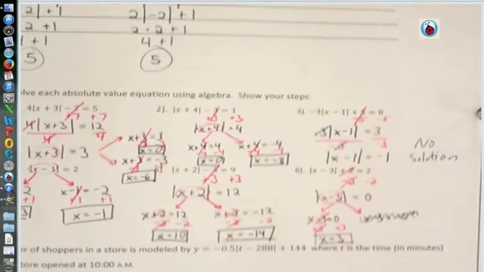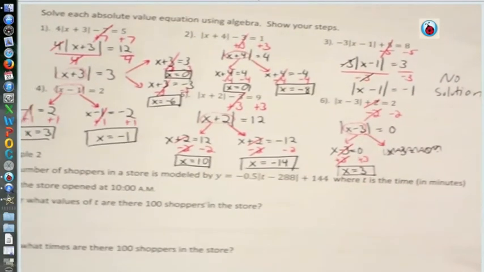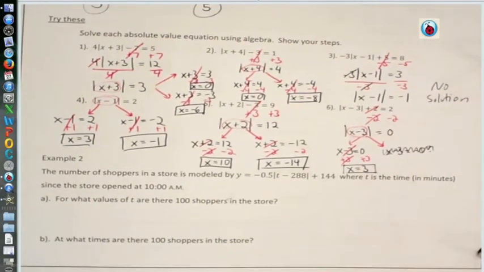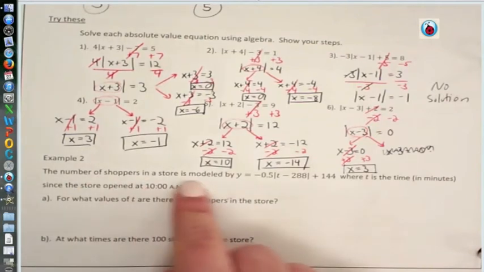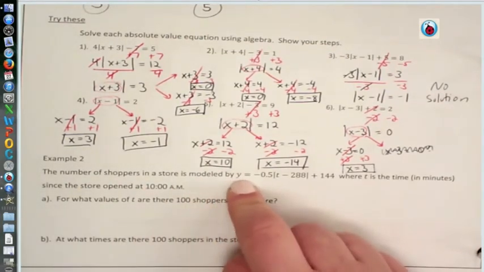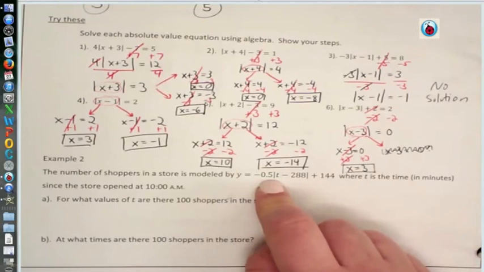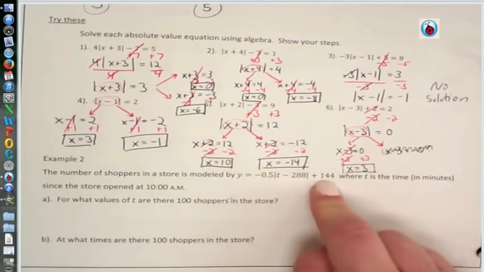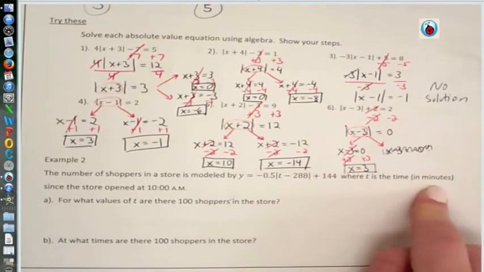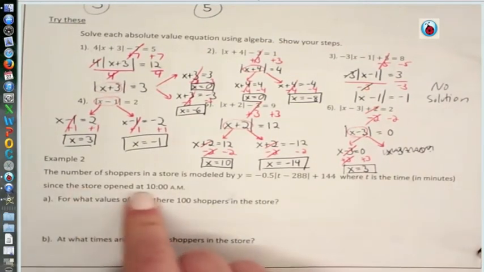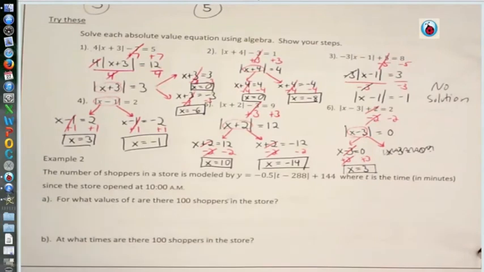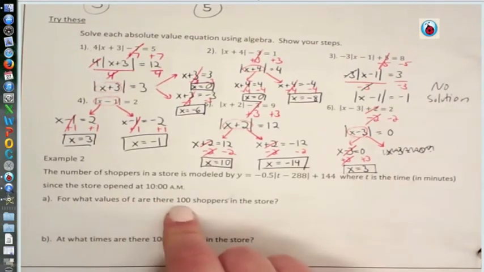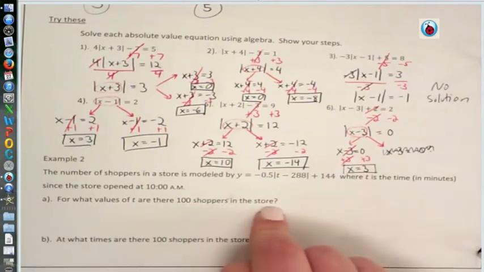All right, let's do this last example, which is a word problem. It says the number of shoppers in a store is modeled by y equals negative 0.5 times absolute value of t minus 288 plus 144, where t is the time in minutes since the store opened at 10 a.m. Okay. Part A, for what values of t are there 100 shoppers in the store?